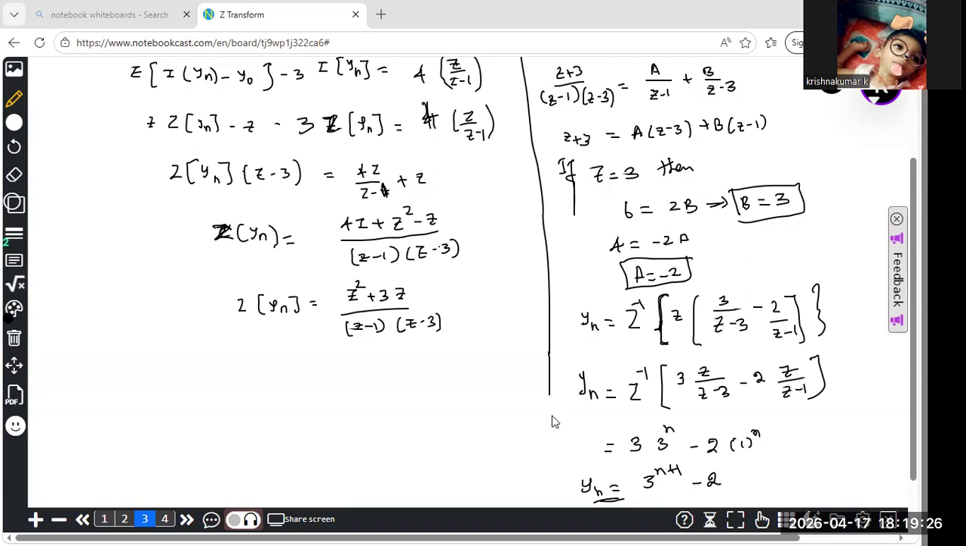Okay, so far we have discussed only simple difference equations, but in future we will discuss some different types of difference equations and their solutions.